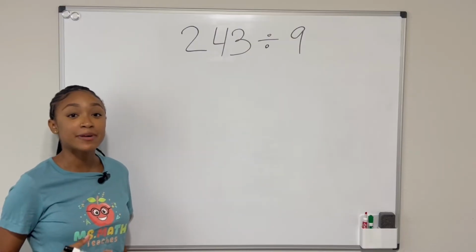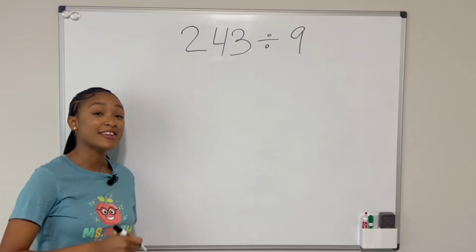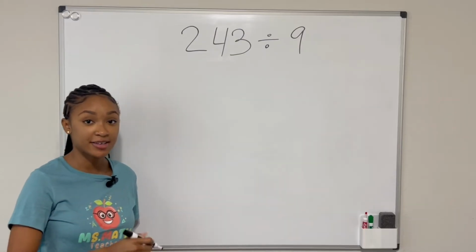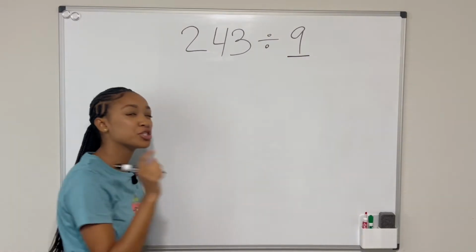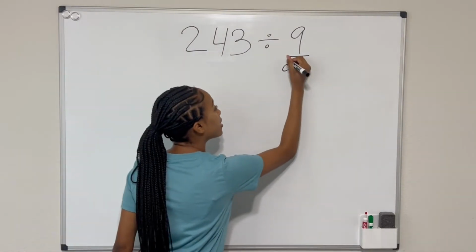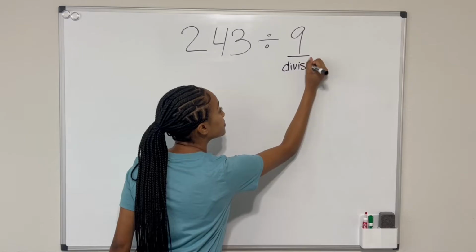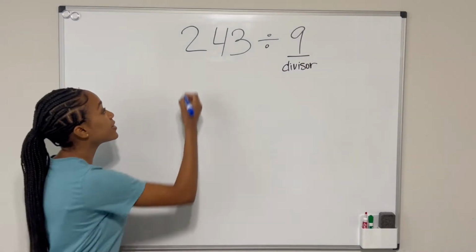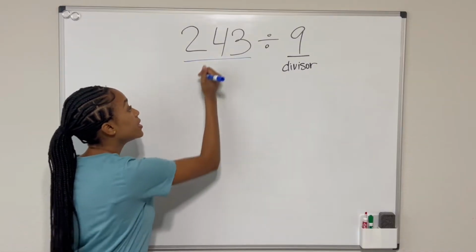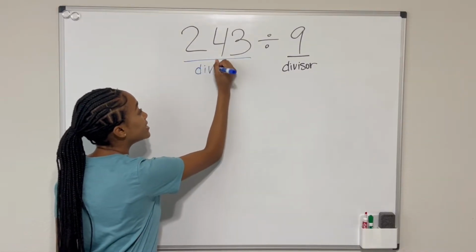When I set it up, it's important that I identify the divisor and the dividend. The divisor is going to be the number that goes on the outside, which is going to be our smaller number. This is going to be our divisor. And our dividend is going to be the number that is the large number in our problem. So 243 is our dividend.